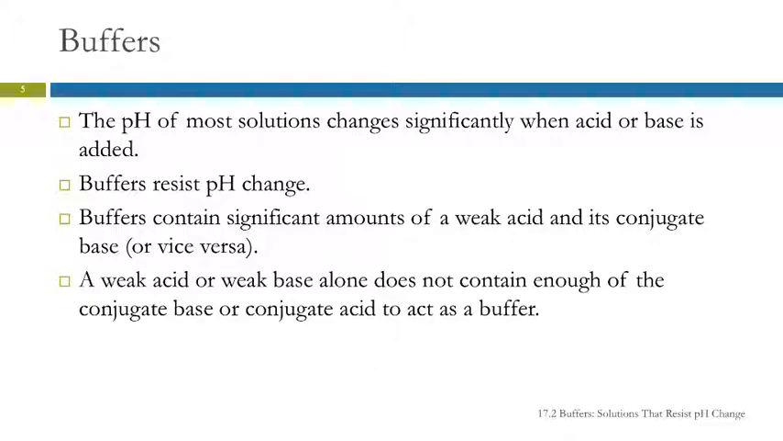So what makes up a buffer? A buffer is a solution containing significant amounts of a weak acid and its conjugate base. Or you could have a weak base and its conjugate acid. But you need to have both of them present in significant amounts. If you just have the weak acid or just the weak base, it's not going to have enough of its conjugate to act as a buffer. A weak acid alone would be able to neutralize base that was added, but there wouldn't be enough conjugate base there to neutralize any acid.